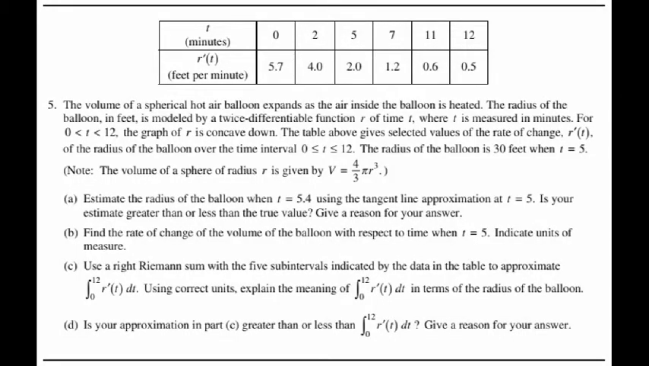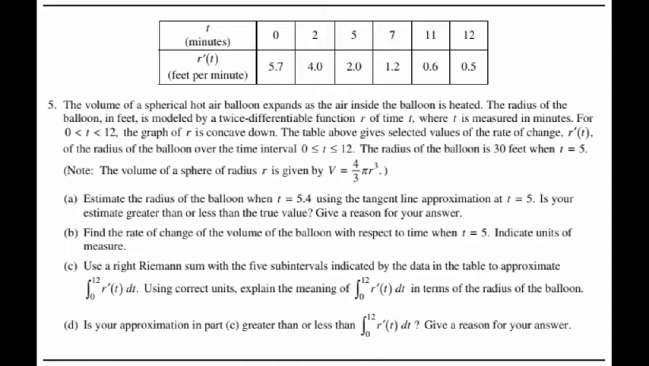And in this math problem of math, what we are going to see is an amazing AP Calculus AB question, just to prepare all those calculus students out there for the AP test. The volume of a spherical hot air balloon expands as the air inside the balloon is heated. The radius of the balloon in feet is modeled by a twice differentiable function r of time t, where t is measured in minutes. For 0 < t < 12, the graph of r is concave down. The table above gives selected values of the rate of change r'(t) of the radius of the balloon over the time interval 0 ≤ t ≤ 12. The radius of the balloon is 30 feet when t = 5. Note, the volume of a sphere of radius r is given by V = 4/3 π r³.